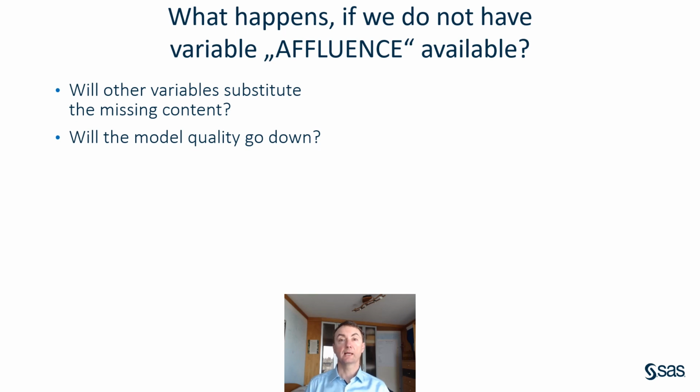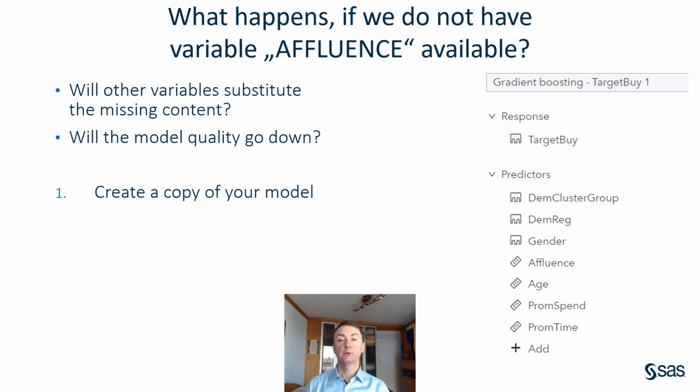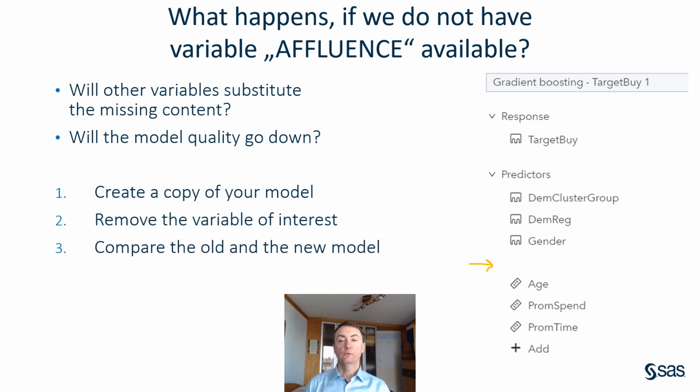In order to find this out, the step is very simple. You create a copy of your model, as you see it here, and as a next step, you simply remove the variable that we want to find out whether it's important or not. And then we train a new model on the existing dataset and compare the old to the new model.